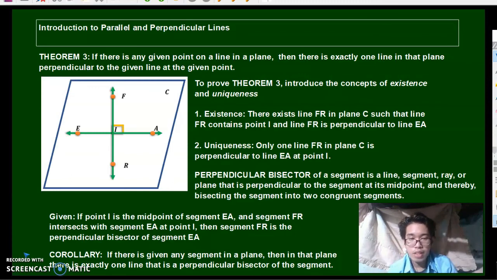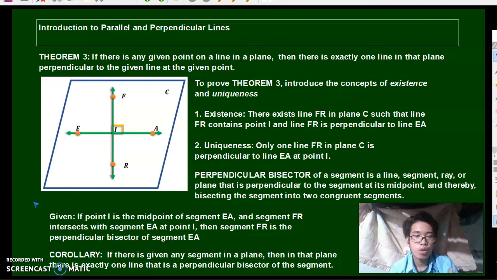Okay, so for example, given that point I is the midpoint of segment EA, so that means I is the midpoint, and segment FR intersects with segment EA at point I only, then segment FR is the perpendicular bisector of segment EA. So what does that mean? That means segment FR divides segment EA into two equal parts. So that's segment EI and segment IA. Okay, and it was also stated in the given that point I is the midpoint of segment EA.